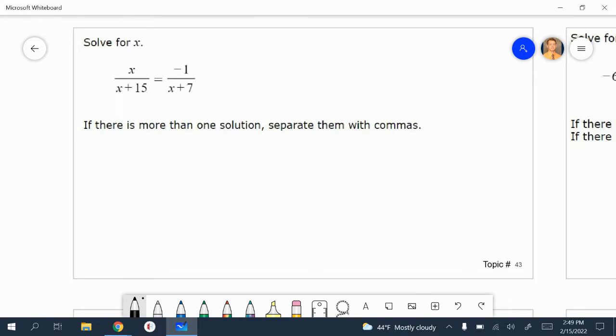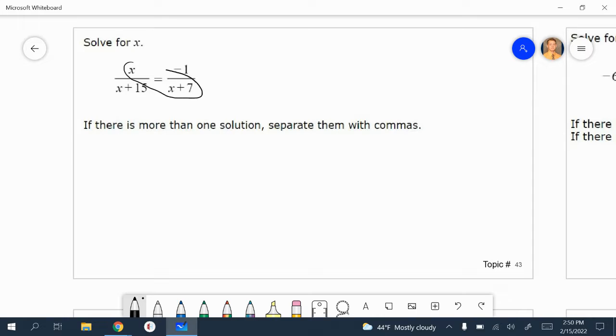Topic number 43. I'm noticing on topic number 43 we have two different things on our denominator, but the bad part is we can't multiply this by 2 or anything like that to make it equal. So luckily it's just a fraction equal to another fraction, so we can cross multiply and divide. This is a proportion because we've got two fractions set equal to each other.